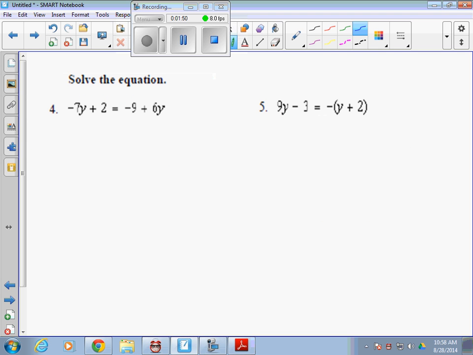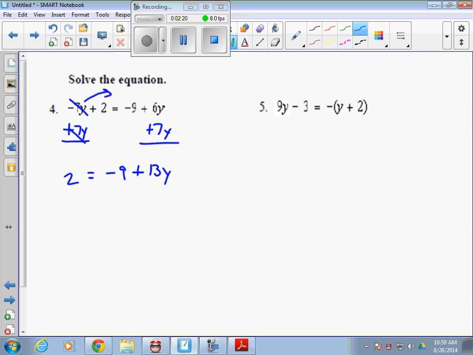Number 4, we're solving these equations. You have y's on both sides. Negative 7 on the left, positive 6 on the right. Negative 7 is smaller, so let's bring it over. When you bring it over, use the inverse operation. Negative 7 is the same thing as minus 7. So undo minus 7y. If you do it to the left, do it to the right. 6y and 7y together gives you 13y. You still have negative 9 on the right, and you still have positive 2 on the left. The 7y, negative 7y canceled out.